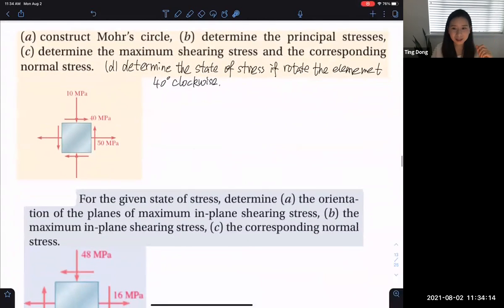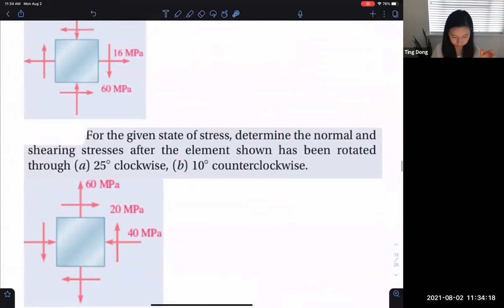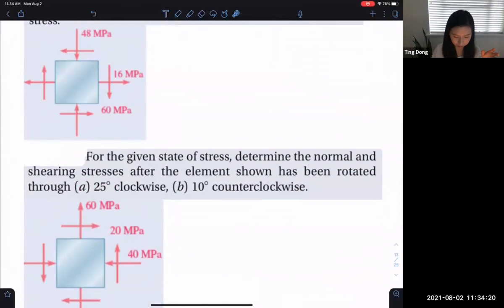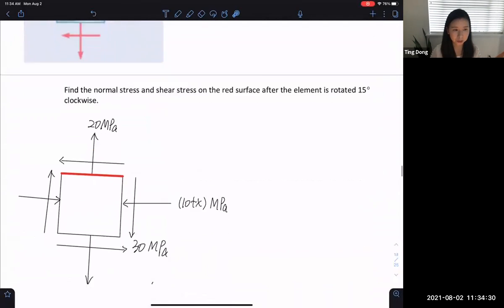For this one, I think they just changed the direction, changed the magnitude, but you can see that it's basically the same thing. If you know how to calculate one, you know how to calculate all the others. So there's really no trick here.